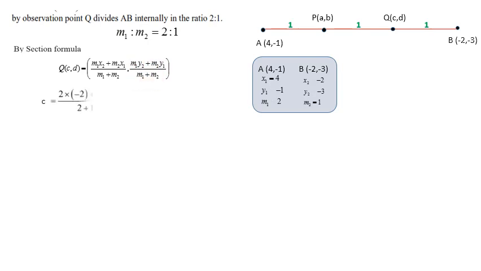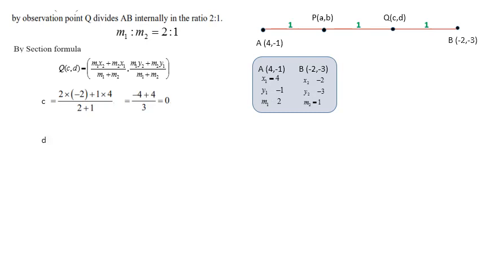Simply substitute the values, that is m1 x2, m1 is 2, x2 is minus 2. So 2 into minus 2 plus m2 x1, m2 is 1, then x1 is 4, that is 1 into 4, divided by 2 plus 1. Calculation part: 2 into minus 2 is minus 4, 1 into 4 is equal to 4, 2 plus 1 is equal to 3. So minus 4 plus 4 is 0. 0 by 3, the final answer we will get is 0.